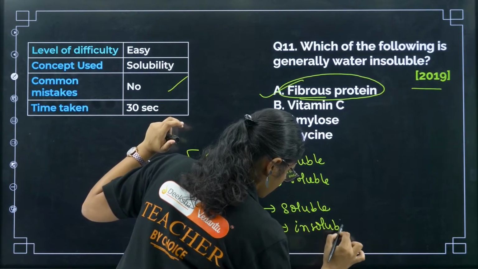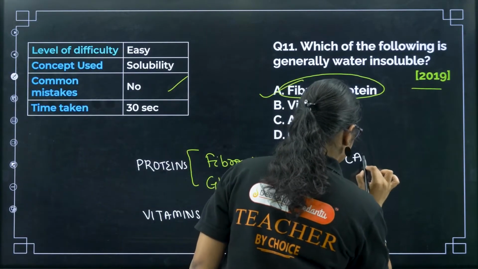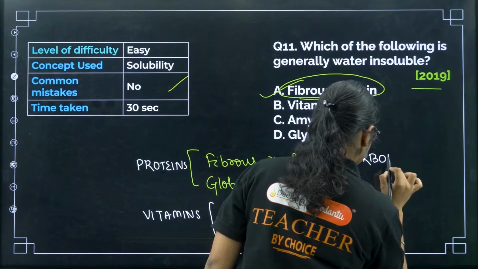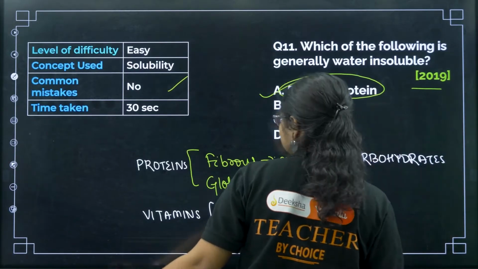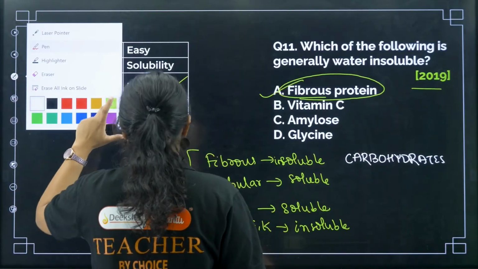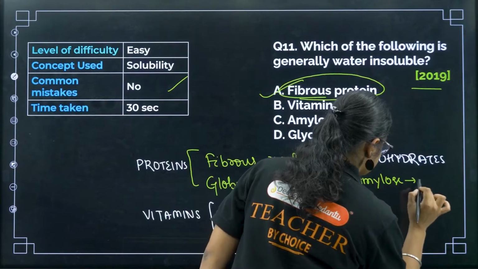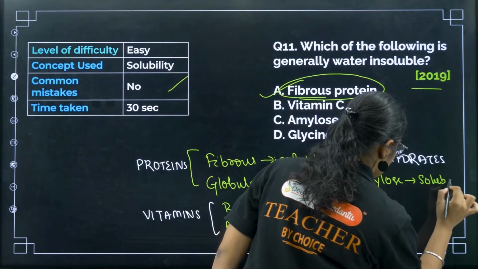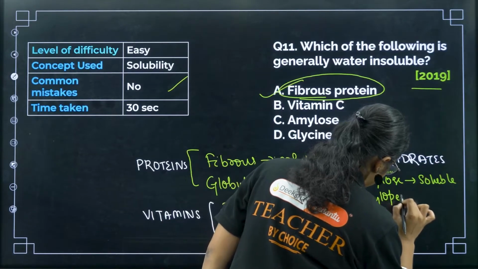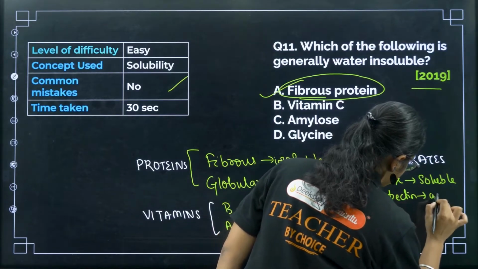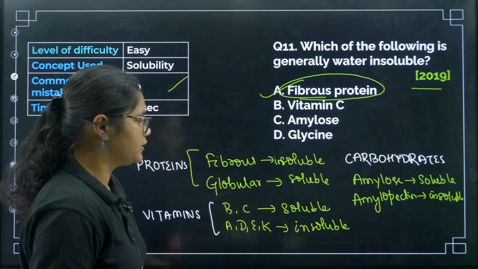Okay. Now if you talk about one more category, that is carbohydrates. Carbohydrates also we have two things where we talk about solubility. So we have amylose, okay, amylose is soluble, and amylopectin, right, we have studied under starch in polysaccharides, that is insoluble. Okay, so all these things you should remember.